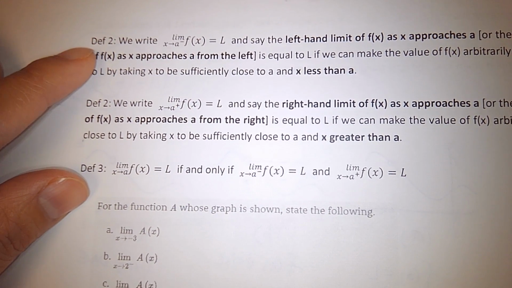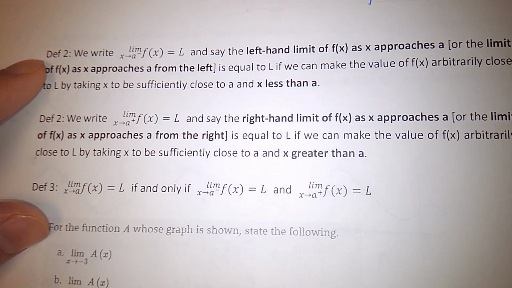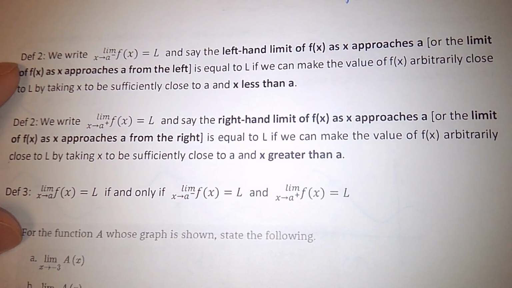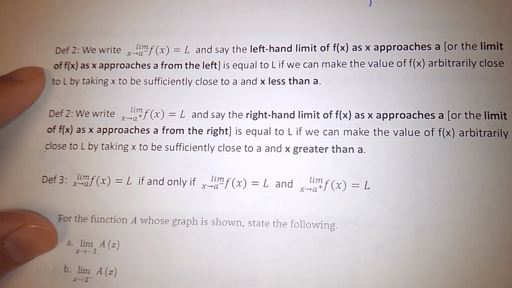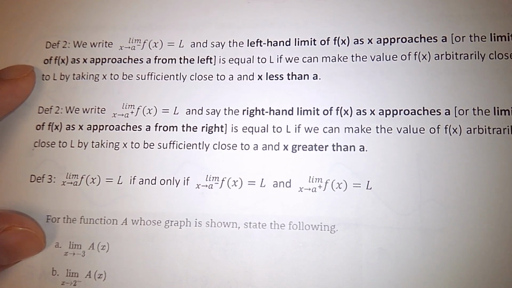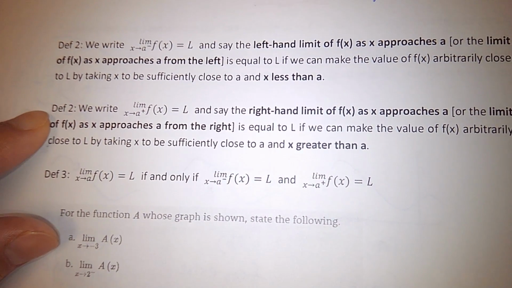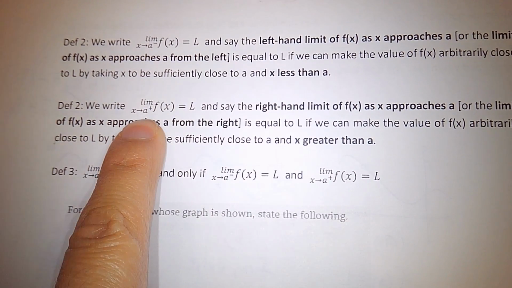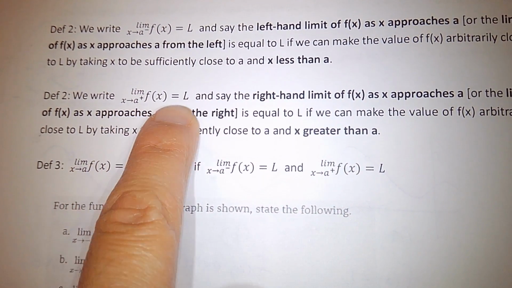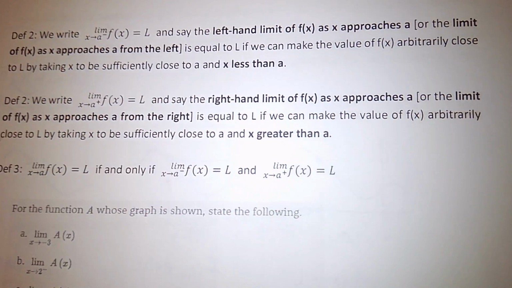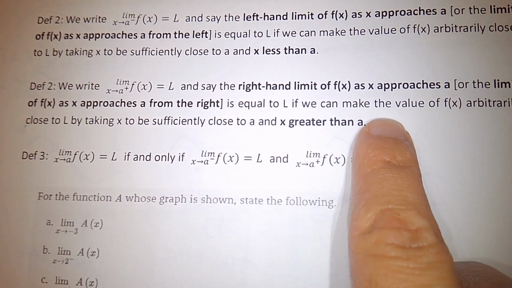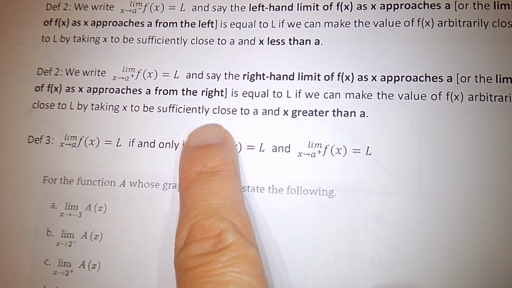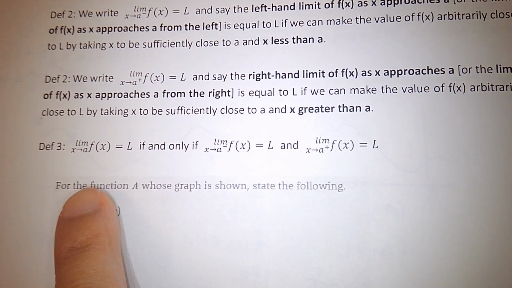We write limit as x approaches a minus of f of x equals L, and say the left-hand limit of f of x as x approaches a, or the limit of f of x as x approaches a from the left, is equal to L if we can make the value of f of x arbitrarily close to L by taking x to be sufficiently close to a and x less than a. We write limit as x approaches a plus of f of x equals L, and say the right-hand limit of f of x as x approaches a, or the limit of f of x as x approaches a from the right, is equal to L if we can make the value of f of x arbitrarily close to L by taking x to be sufficiently close to a and x greater than a. Okay, definition 3 please.